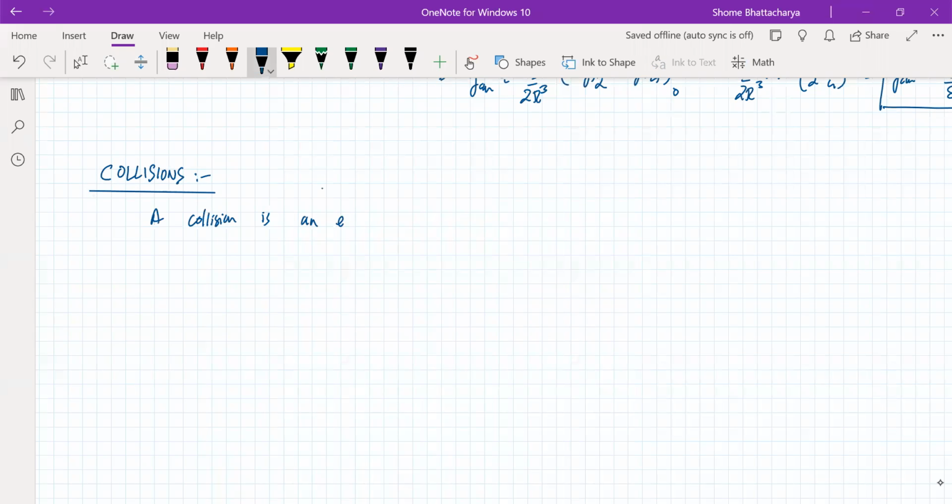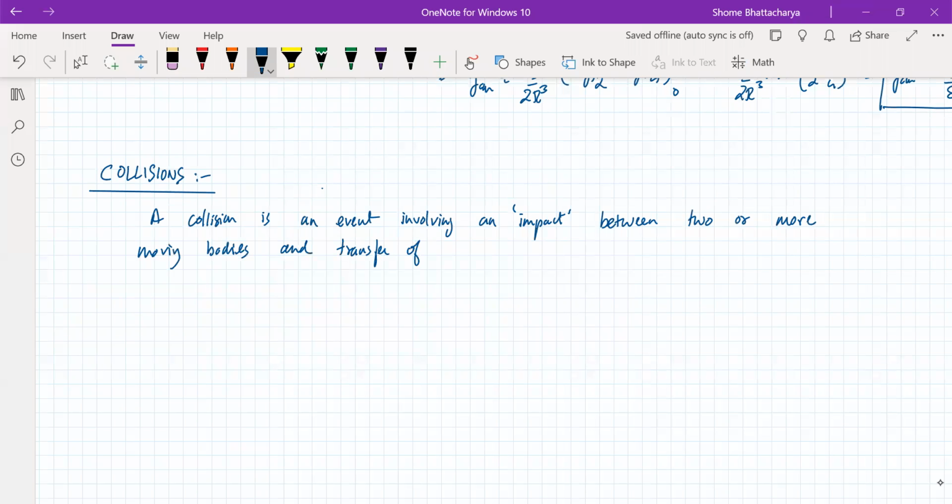is an event involving an impact between two or more moving bodies, okay, and transfer of momentum among the colliding bodies due to impact forces.